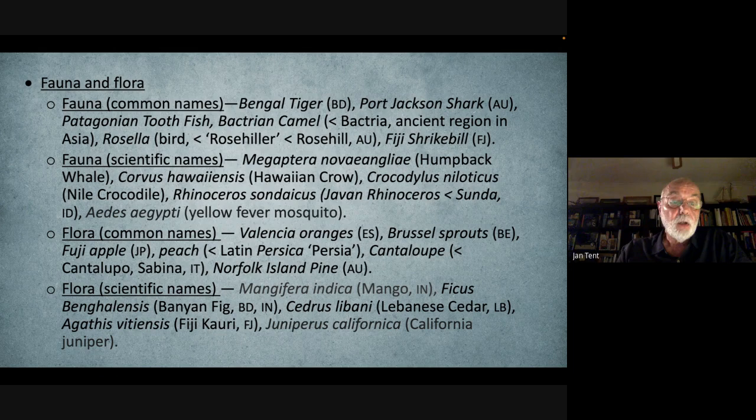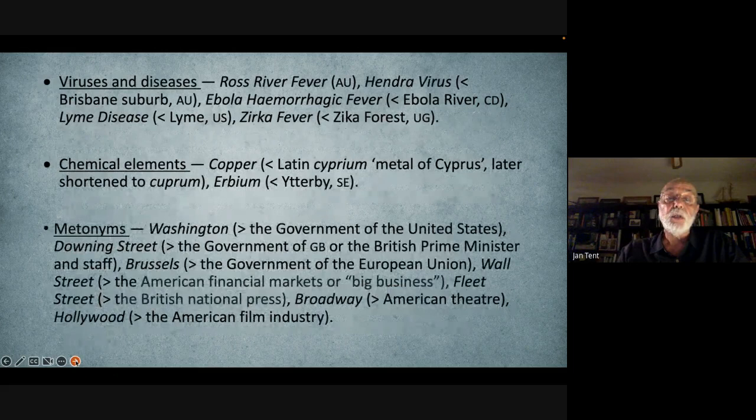Viruses and diseases: Ross River fever, Hendra virus, Ebola, Lyme disease, Zika fever, etc. The World Health Organization recommends that viruses and infectious diseases no longer get named after the place where they were first discovered, for obvious reasons, because it is not good PR for the places where those diseases were first described.